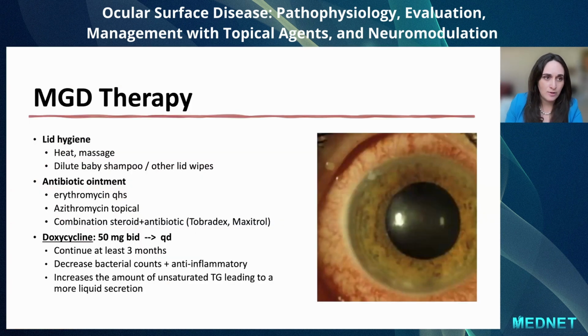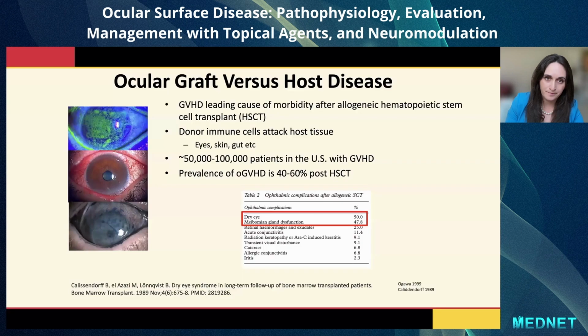For meibomian gland disease therapy, you want to think about lid hygiene, so warm compresses or eyelid scrubs, antibiotic therapy with erythromycin ointment at bedtime or azithromycin topically. You can also think about a combination of a steroid and antibiotic. And then you can also try doxycycline, a systemic antibiotic that has both anti-inflammatory and antibacterial components to it. This is a more chronic therapy; usually you want to think about treating them for 3 months. And this can also lead to more liquid secretion of the meibomian glands, so that's helpful.